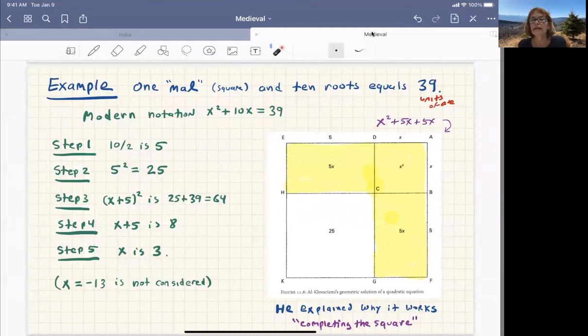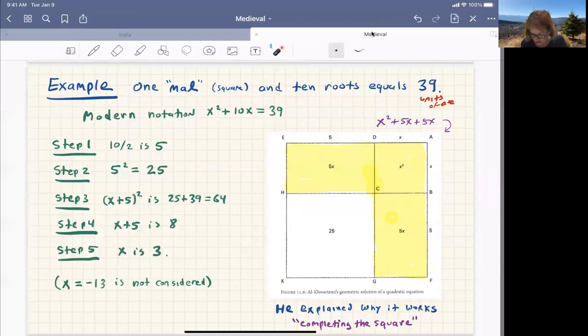And basically, he explains why this method works because he is completing the square. So if you go back and just take a look at this image, everything shaded in yellow, that is our x squared plus 5x plus 5x. So that's our x squared plus 10x. All of that adds up to 39. So the yellow adds up to 39.